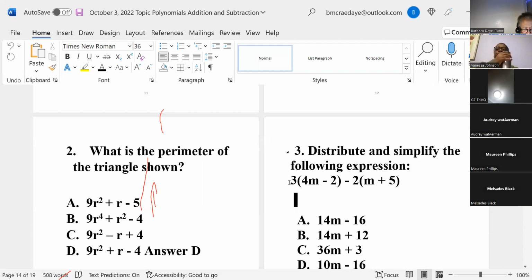Am I wrong? No, Mercedes. What's 3 times 4? 12. What's 3 times 4m, Mercedes? 12m. Vanessa's helping you out. And what's 3 times minus 2, Vanessa? 3 times minus 2 is minus 6. Minus 6. Okay.